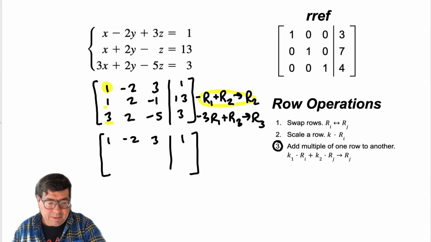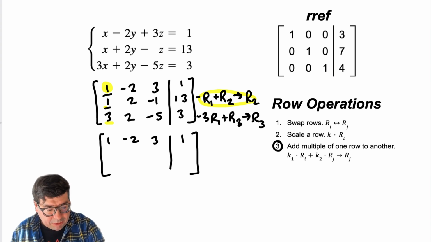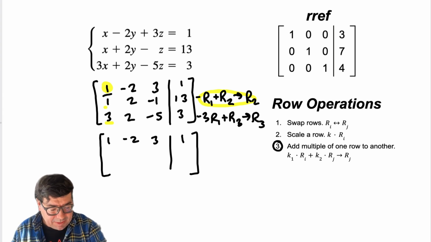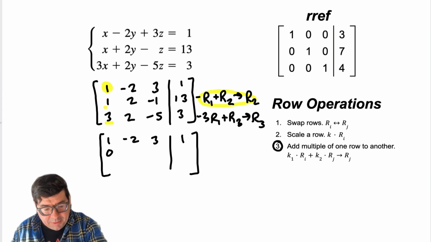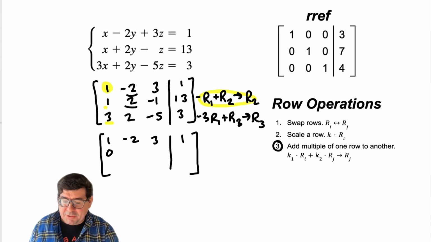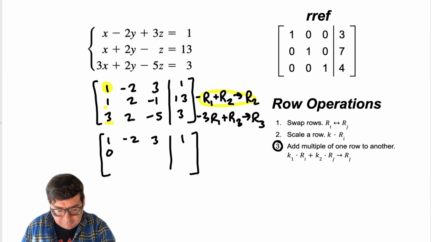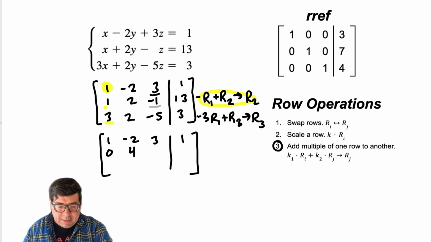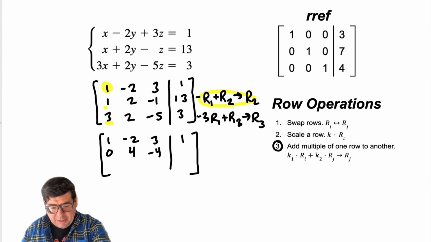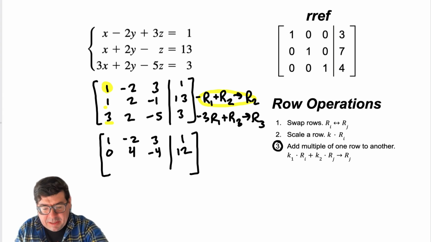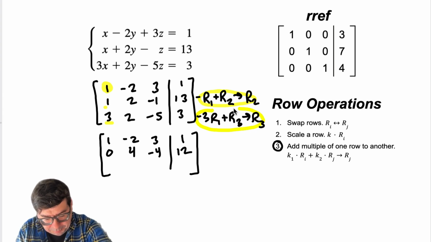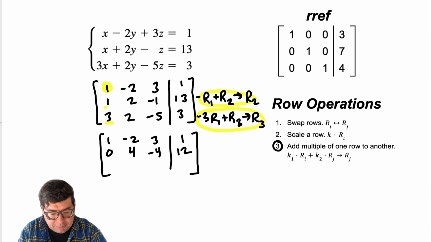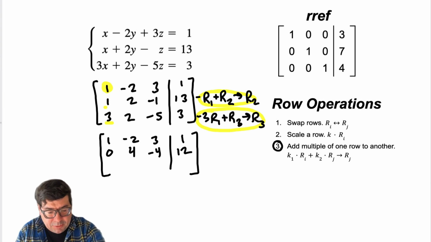That's going to get us exactly what we need, because -1 plus 1 gets me 0. We're going to put that result in the second row. So 0. Then -2 times -1 is 2, plus 2 is 4. Then -3 plus -1 is going to be -4. And then finally, -1 plus 13 is going to be 12. Okay, now we follow this command here. We do -3 times the first row plus the last row. So let's do that. So -3 plus 3 is 0.